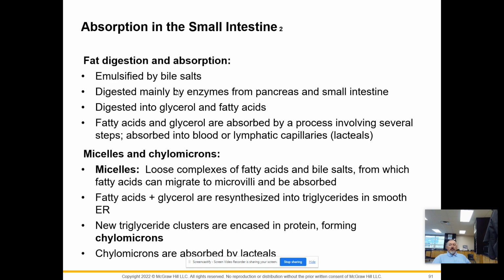Digested mainly by enzymes from the pancreas and the small intestine. Digested into glycerol and fatty acids. We've broken it down. And now the fatty acids and glycerol are absorbed by a process involving several steps, absorbed into the blood or lymphatic capillaries, the lacteals that we looked at.